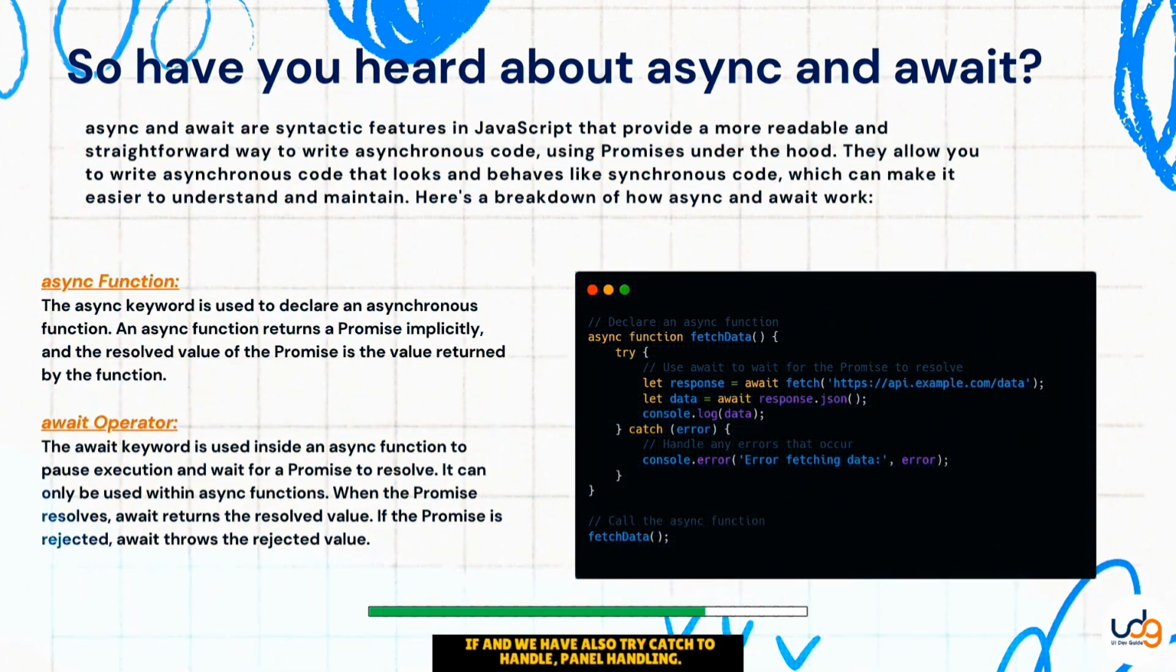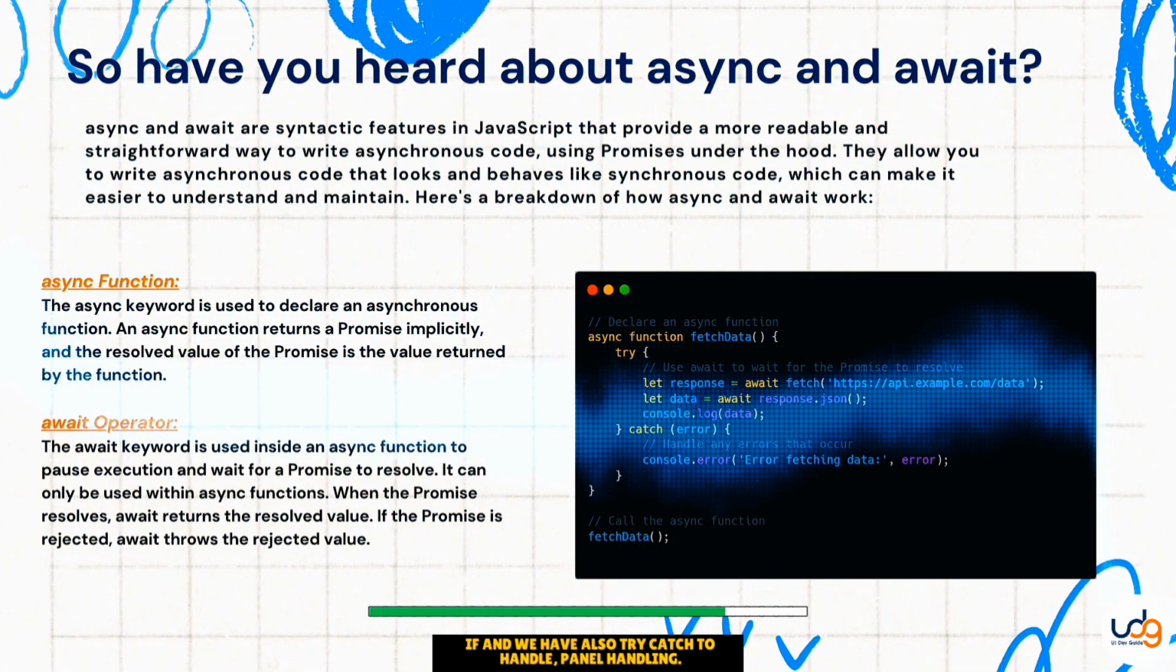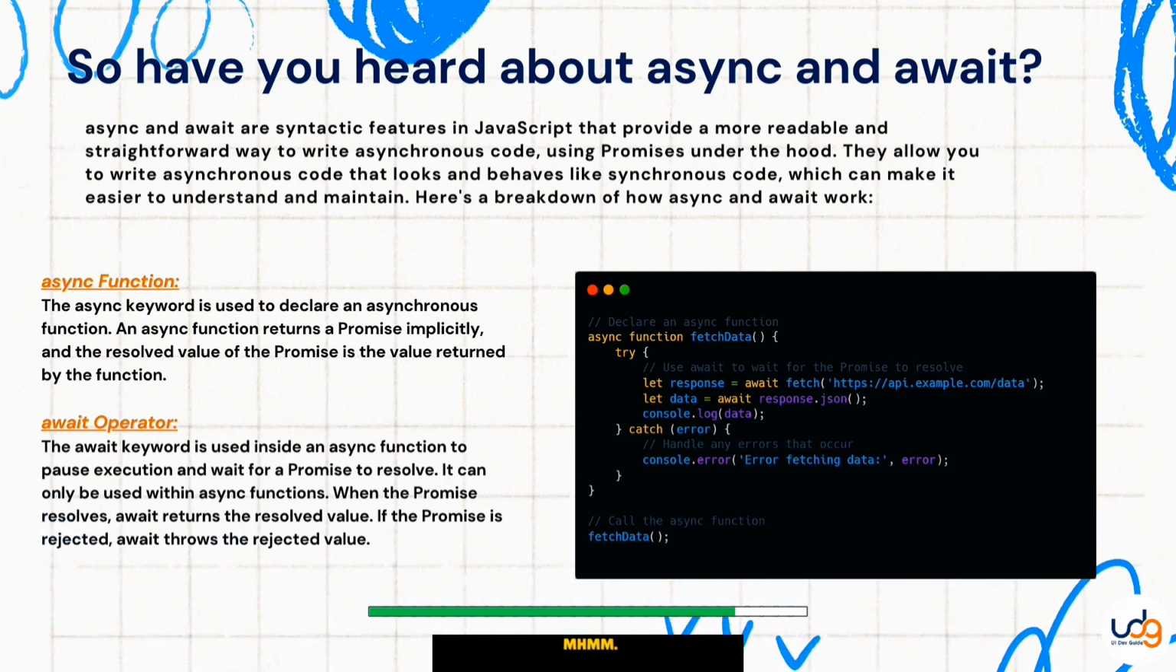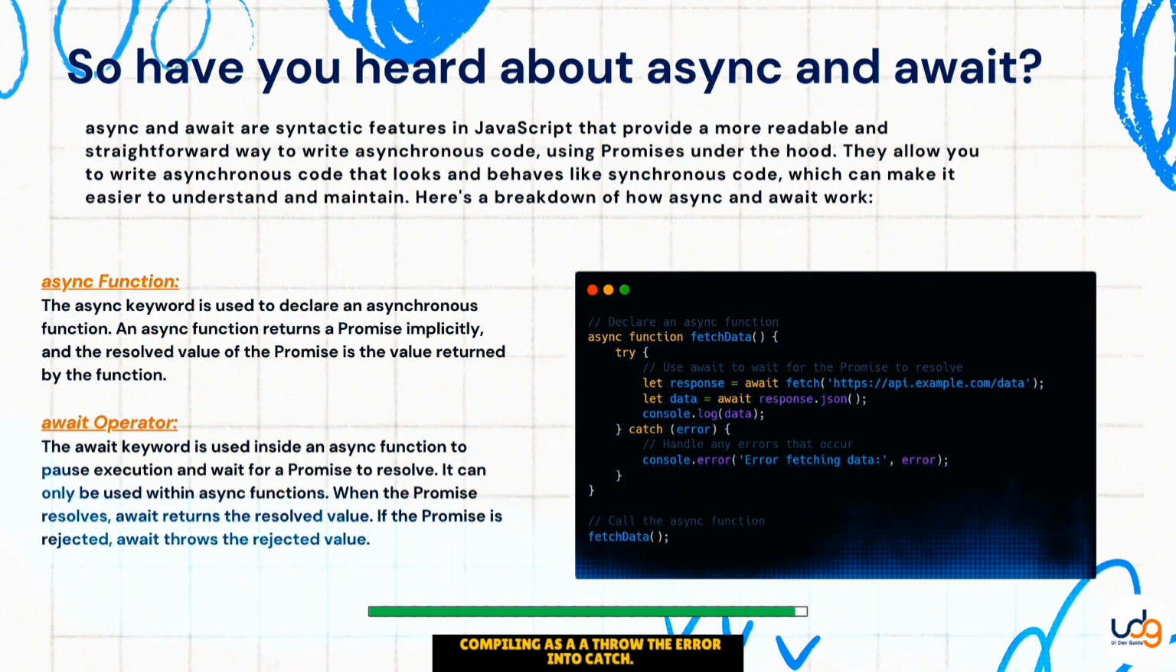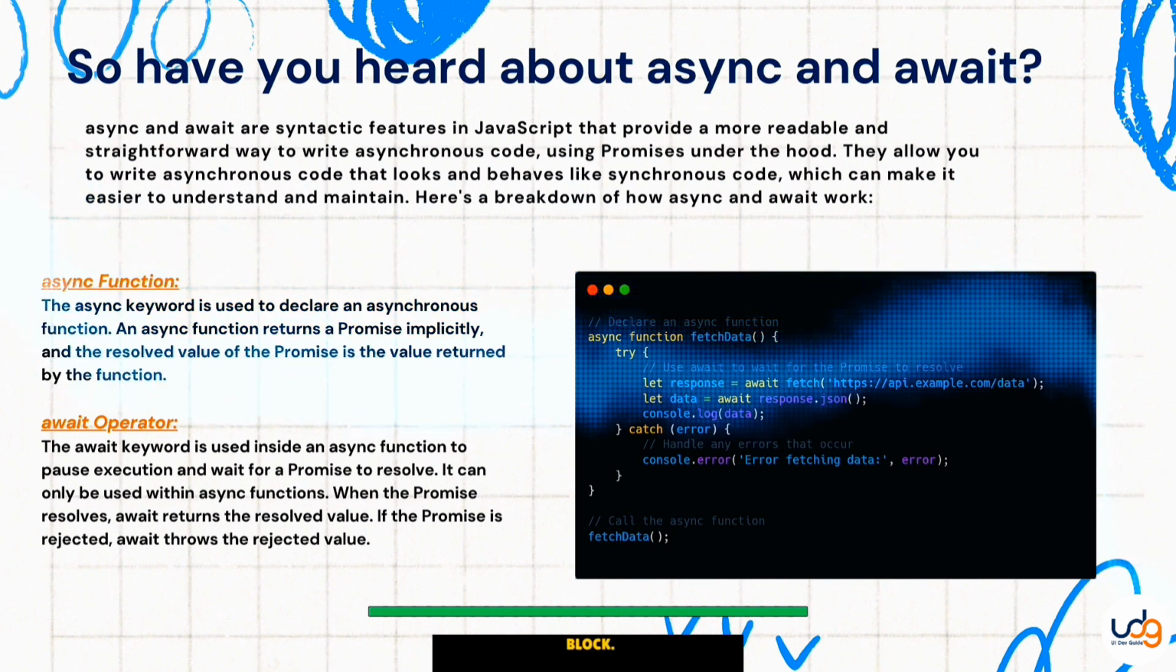We also have try catch to handle error handling. Like in promises, we use dot catch, and in async await, we use try catch. Whenever any error occurs, it stops executing and throws the error into the catch block.